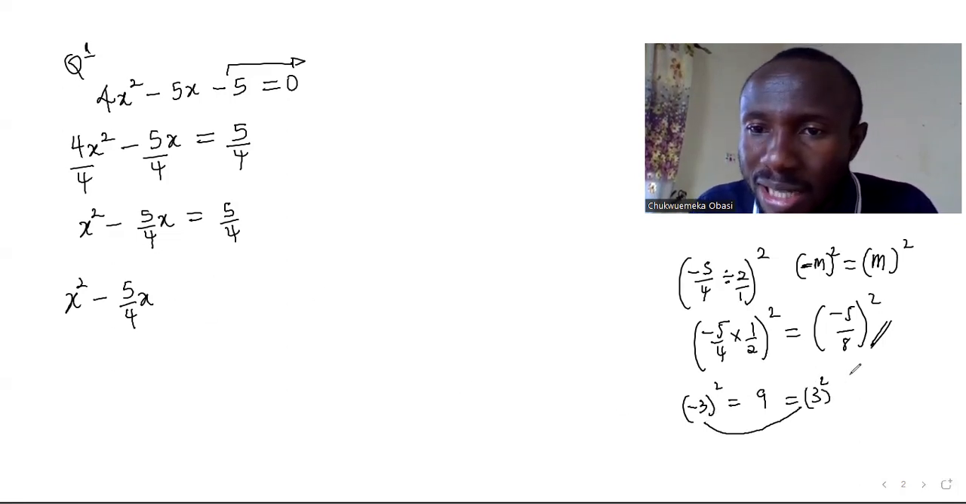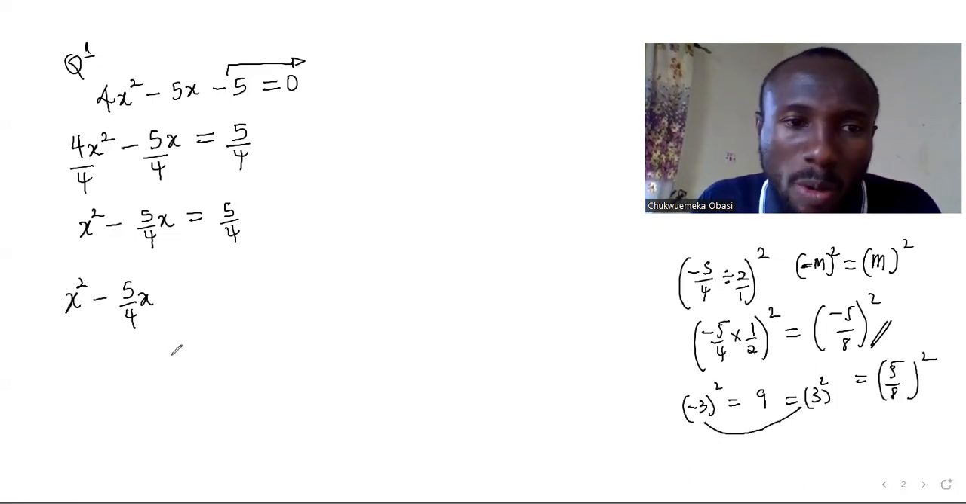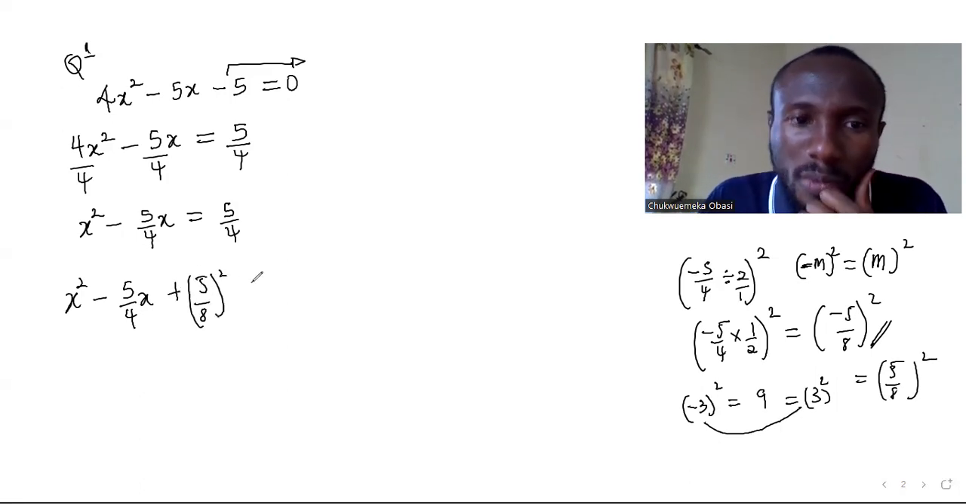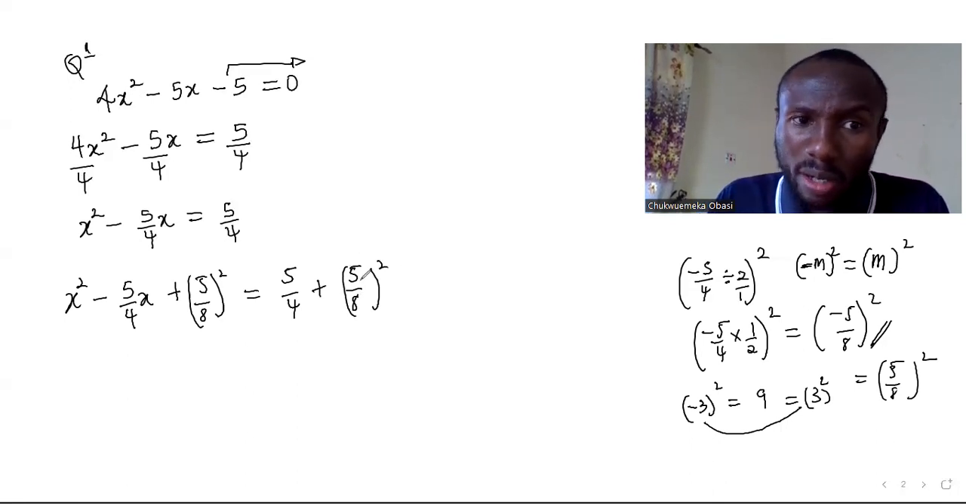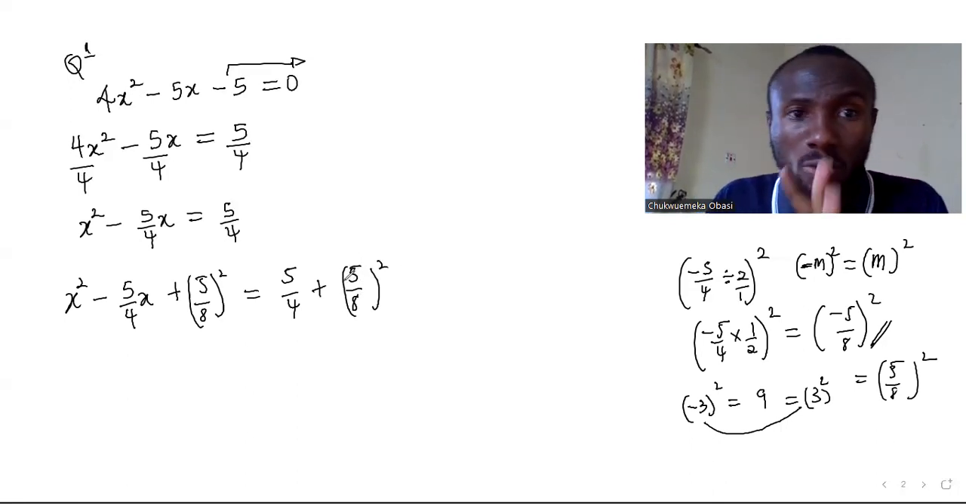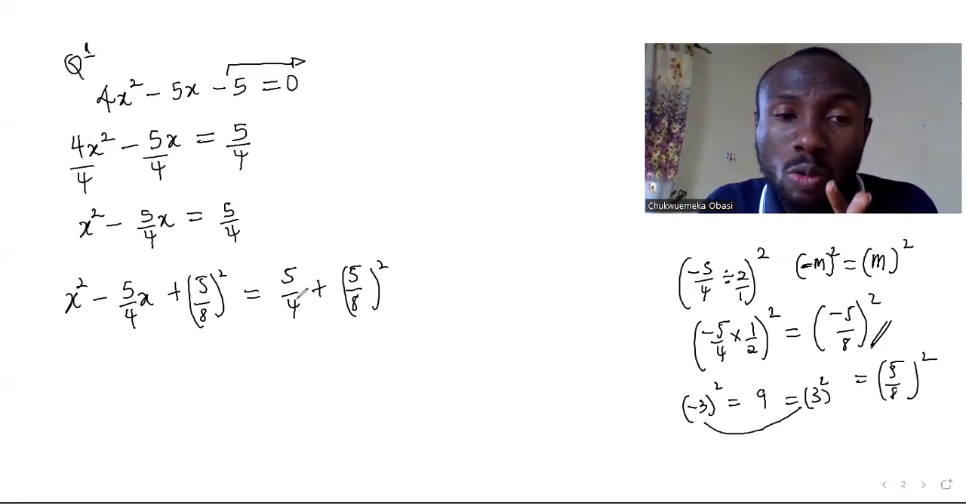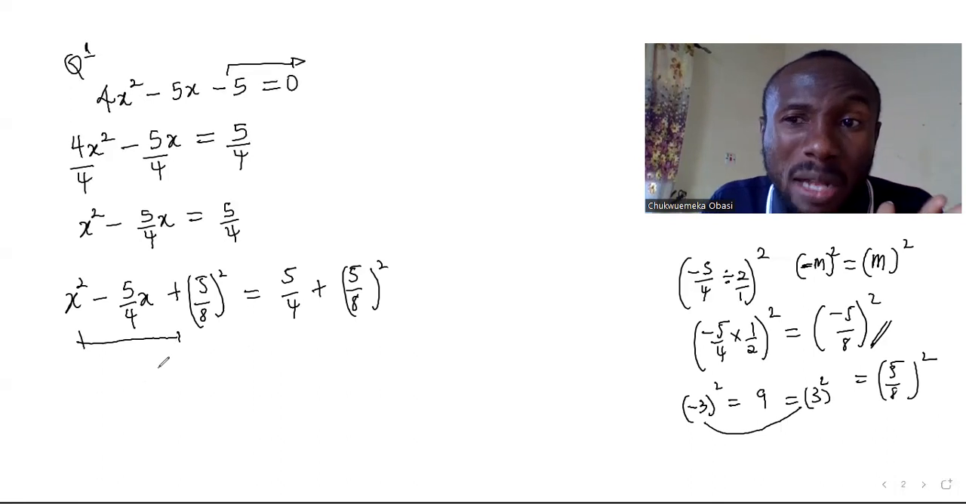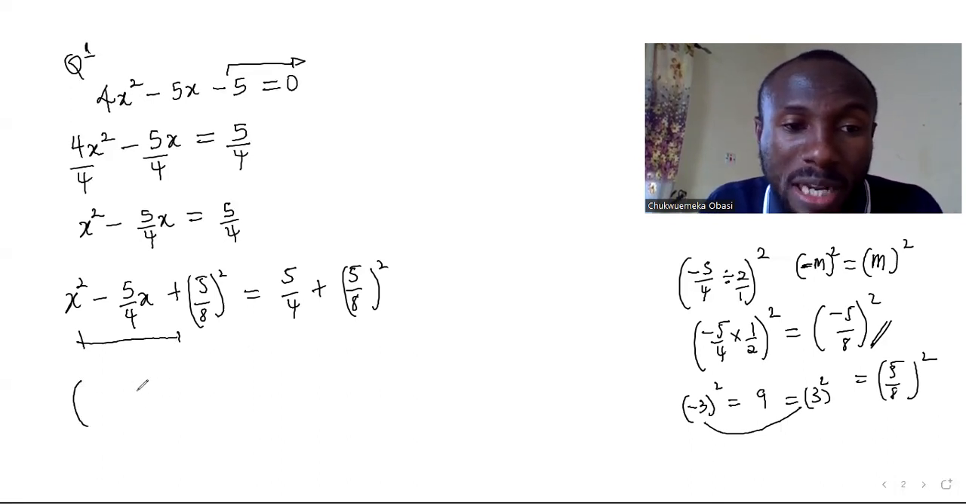So this guy is now becoming 5 over 8 all squared, and I'm going to add him to both sides. So I have x squared minus 5 over 4 x plus 5 over 8 all squared is equal to 5 over 4 plus 5 over 8 all squared, right? So this is how much we have gone so far. The next thing you want to do is very important, so take note. You want to write these guys in their compact form. So you open a bracket like this, and you close it with a square.